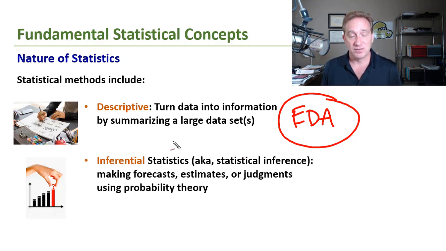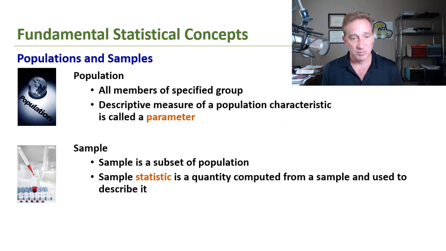However, descriptive statistics doesn't really do a job for us yet. It's just telling us a story about the data. That's important. But inferential statistics, the way that I think of it, is when we go do a job with our data. It's also called statistical inference, and that's when we make a forecast, estimates, or judgments using probability theory. It is important in statistics to really be comfortable with the distinction between population and sample.